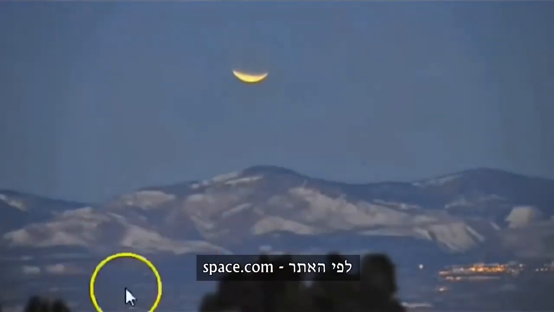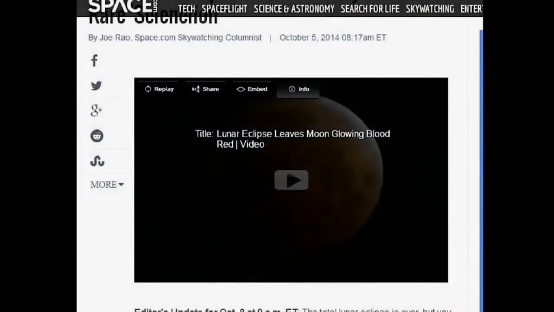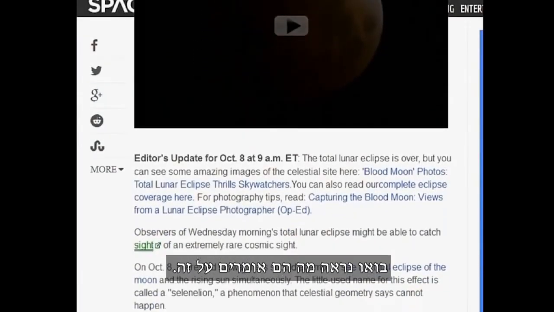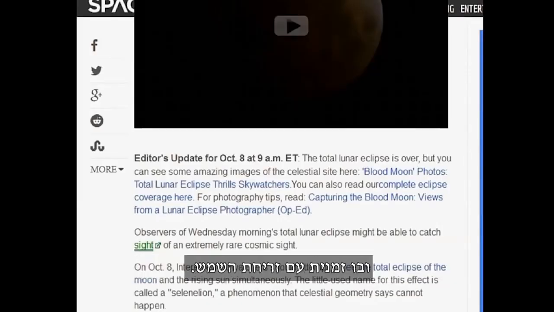Again, let's take a look here at what space.com has to say about this occurring. Space.com's website. Scroll down. See what it says here. This interesting sky watchers should attempt to see the solar eclipse of the Moon and the rising Sun simultaneously. The little used name for this effect is called Selenelion, a phenomenon that a celestial geometry says cannot happen. So there you go. They say it cannot happen. Why can it happen? Of course, because we don't live on a ball Earth.